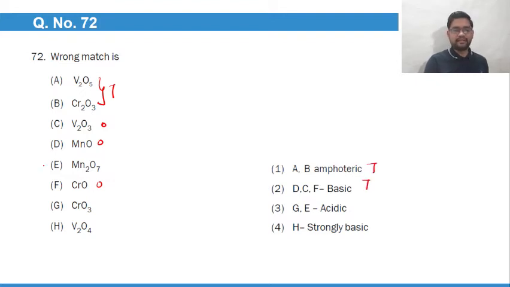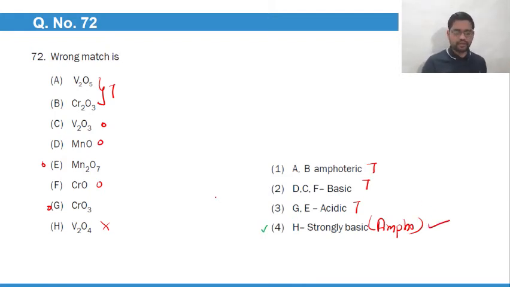G and E, they are acidic. That is also true. H is strongly basic. That is wrong. H is not strongly basic. It is amphoteric. Okay, so we'll go with option number 4. That will be the right answer.